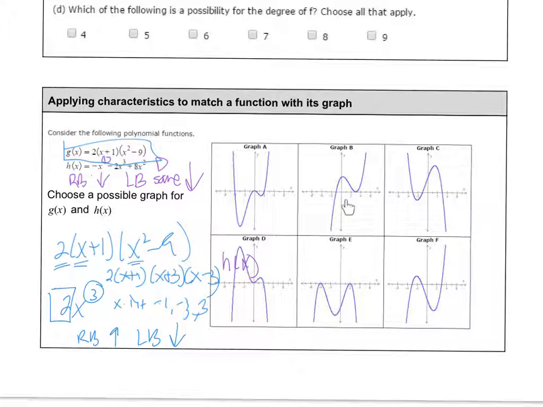So between these two choices, which one has x-intercepts at negative 1, positive 3, and negative 3? It's this guy, right here. So this is what g of x is going to be, and that's going to correspond to graph F.